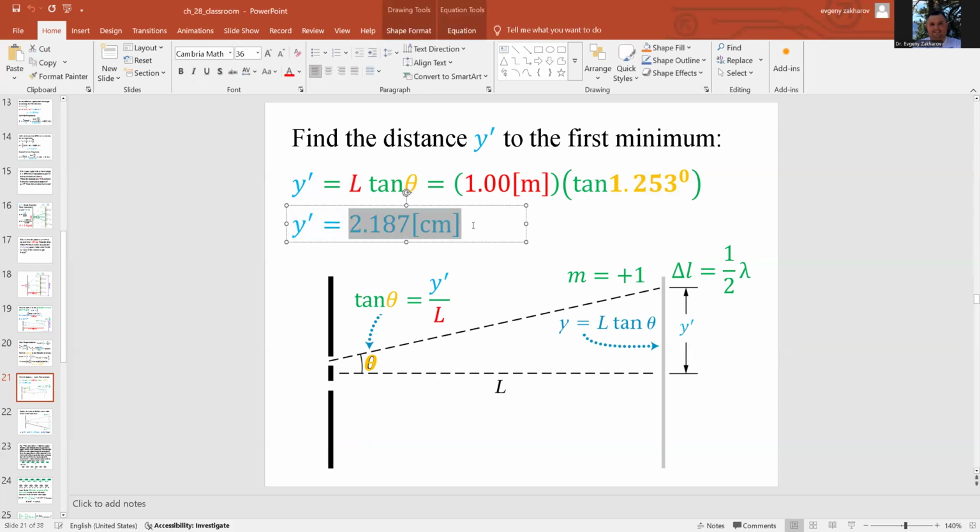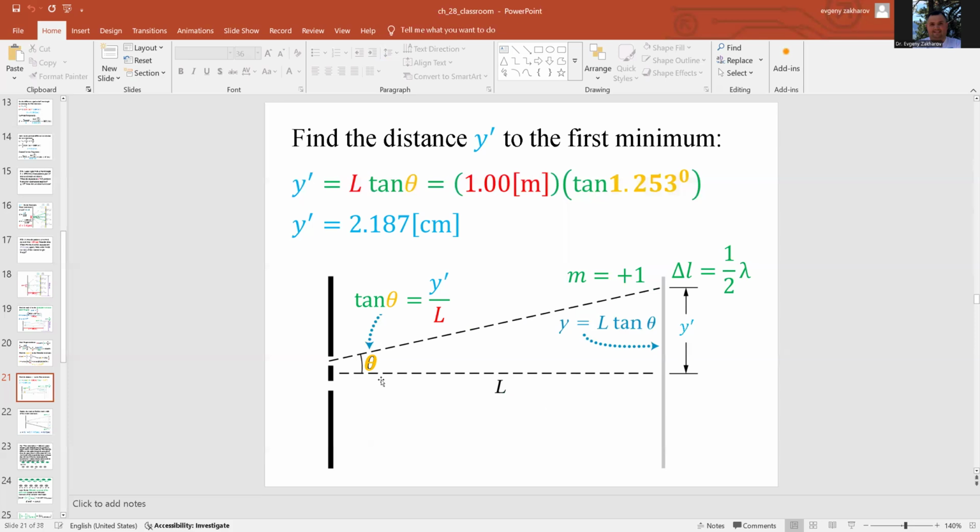And once again, I just want to stress that 2 centimeters is much less than the distance between the slit and the screen. That's why the small angle approximation is valid, and you can definitely use it to your advantage to simplify your calculations.